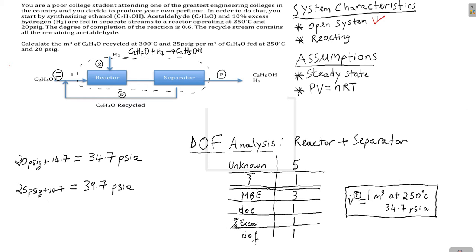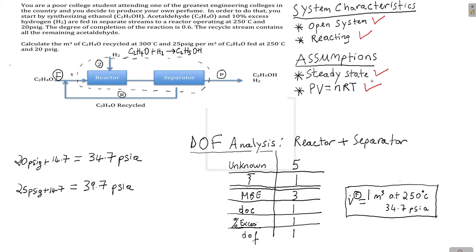In this problem, acetaldehyde is converted to ethanol, so the system is reacting. Since there is no change in mass entering and exiting the system, we can assume that the system is at steady state. And because the given temperatures are relatively high and pressures low, we can assume that our system is operating on the ideal gas law, meaning that PV equals nRT.